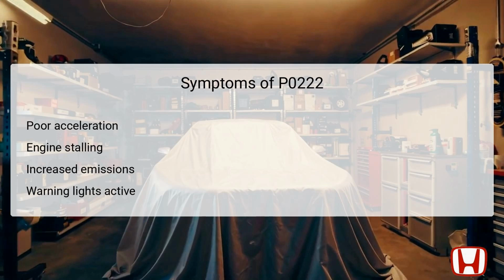One common symptom is poor acceleration, which occurs when the throttle position isn't being interpreted correctly, leading to lag when pressing the gas pedal. Additionally, the vehicle may experience stalling, as improper air-fuel mixtures can cause the engine to cease operation unexpectedly. Increased emissions could occur due to incorrect sensor readings that affect combustion efficiency. Lastly, warning lights on the dashboard, such as the check engine light, may illuminate to signal continuous issues with the throttle system. Recognizing these symptoms early on can help prevent further damage or performance degradation.